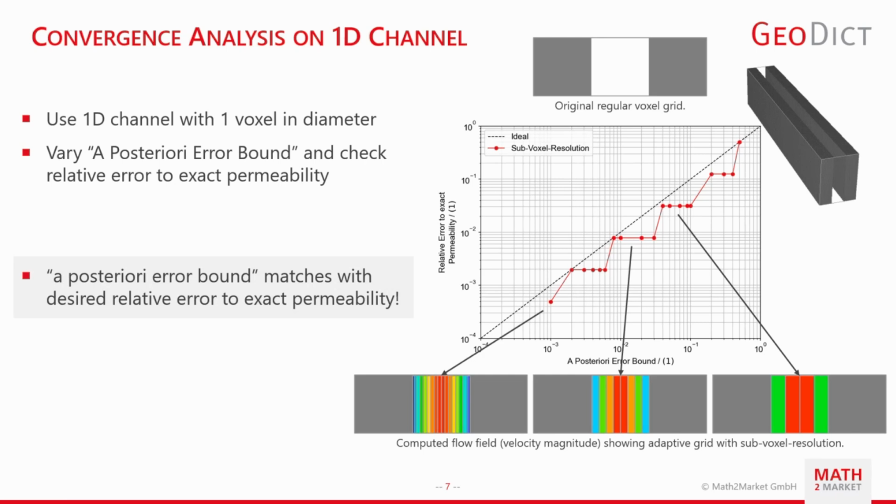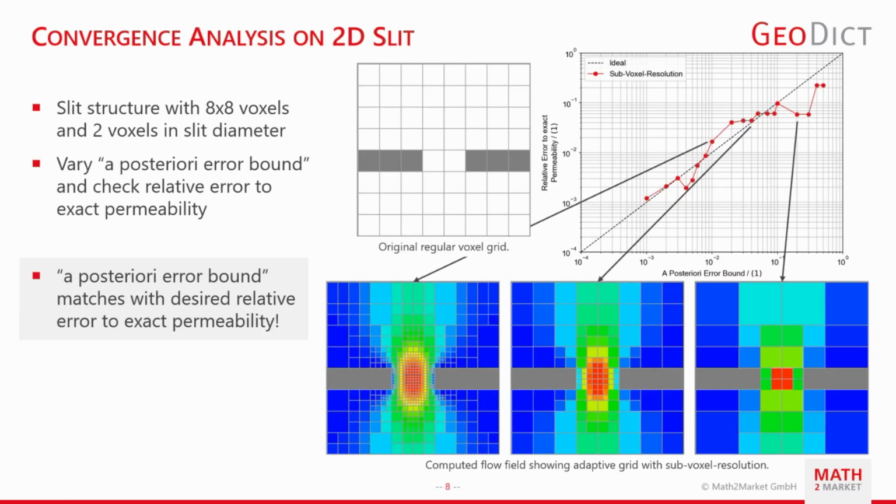In an ideal world, the red curve would be on the diagonal, or it should be at least below. And for this simple case, we almost got a perfect result. So for many user inputs, we are on the diagonal, and for the other ones, we are slightly below the ideal line. So here it works almost perfectly.